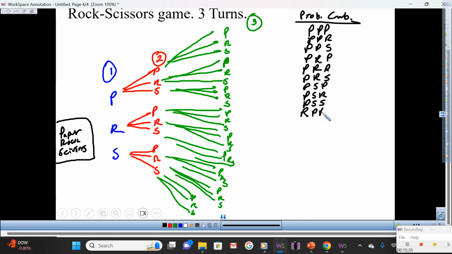Then rock, paper, paper. Rock, paper, rock. Rock, paper, scissors. Rock, rock, paper. Rock, rock, rock. Rock, rock, scissors. Rock, scissors, paper. Rock, scissors, rock. Rock, scissors, scissors.